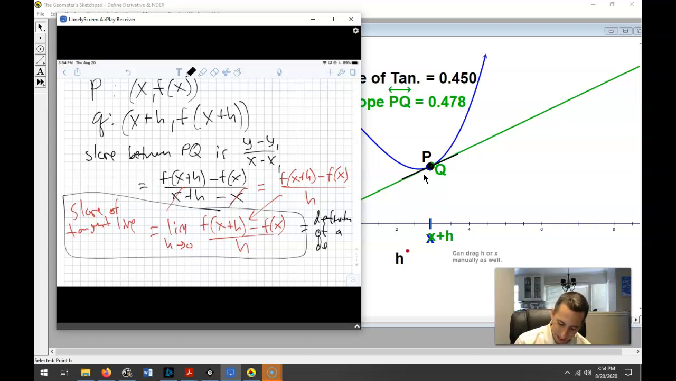It is defined as a limit. What happens when you bring those two points infinitely close together? That's how you find the slope at any one point.